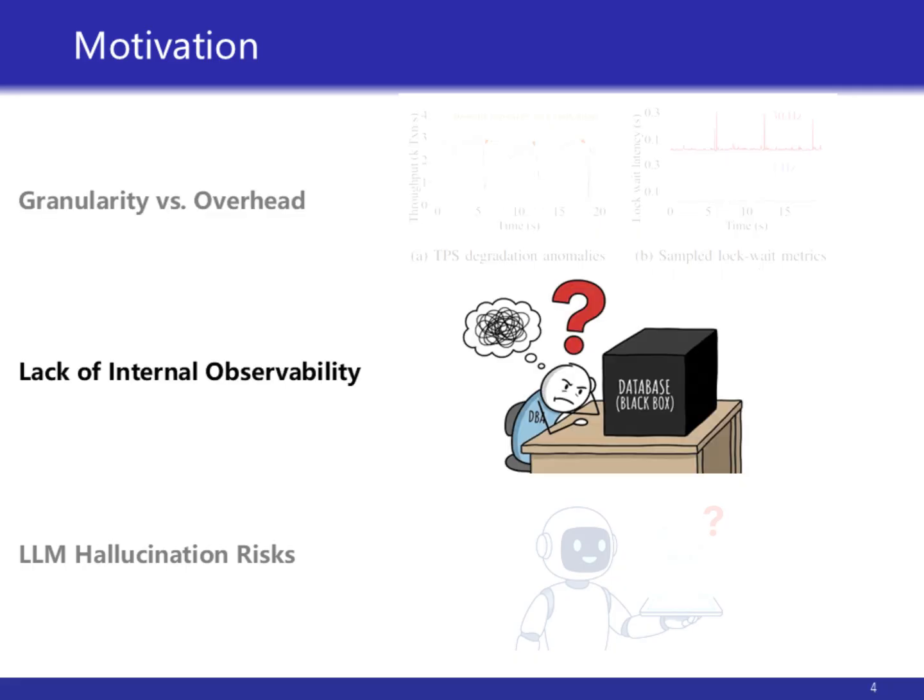Second, the black box diagnosis. Existing tools cannot capture and reconstruct the internal context of the database system at the time of the anomaly. For example, they may alert on deadlocks, but cannot reconstruct the transaction dependency graph to identify the precise root cause.